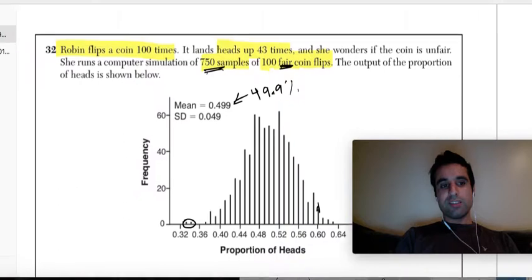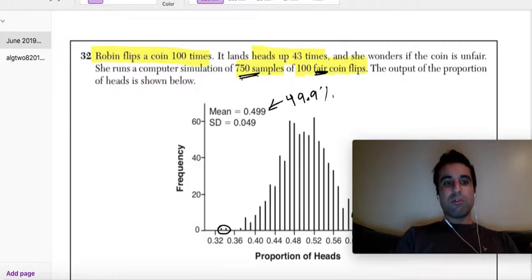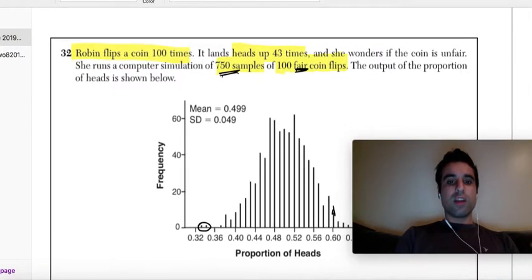It's never going to be exact. I mean, it could be, but it doesn't happen all the time, right? So that's consistent with a fair coin, and it should be because it was a fair coin simulation. And now the standard deviation is 0.049.